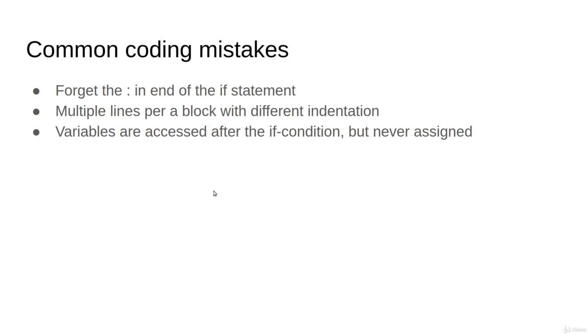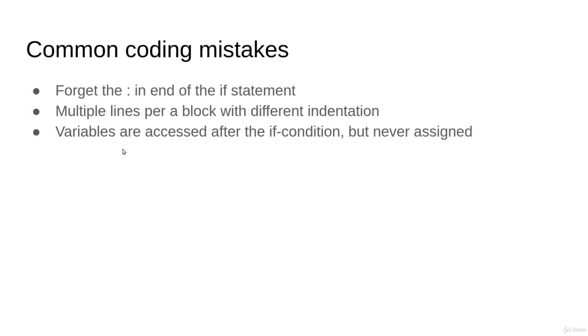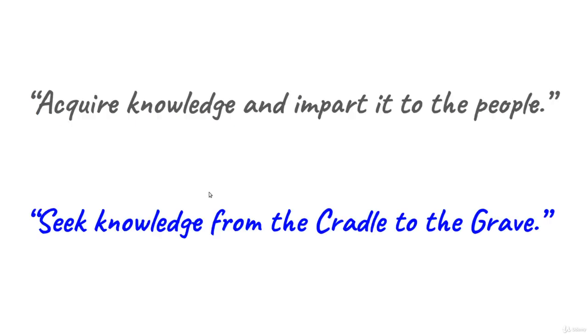The most popular coding mistakes: first, you forget the colon. If you go back one step, you will observe the if condition always ends with a colon, and usually beginners forget this colon. The second is to have multiple lines per block but with different indentation. Keep the number of spaces the same for every block of code. The third, as we learned, is to be careful with variables accessed after an if condition that were assigned only inside the if condition. This will cause a problem in your code. That's all.